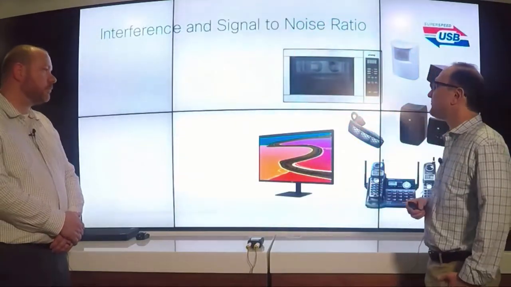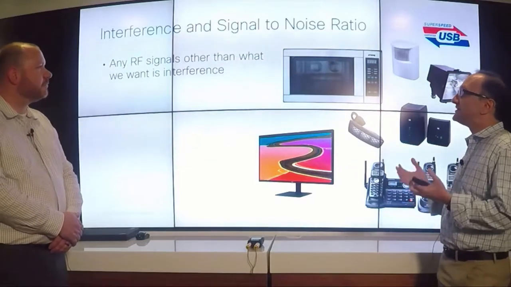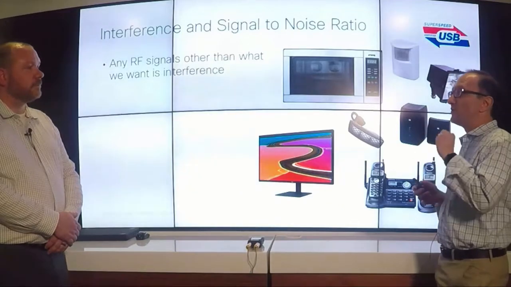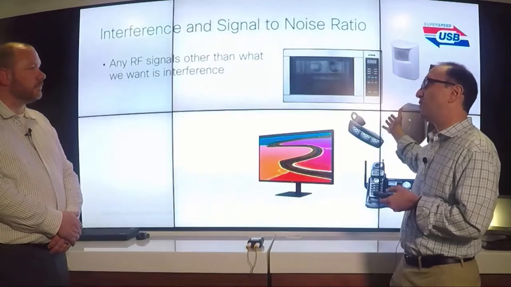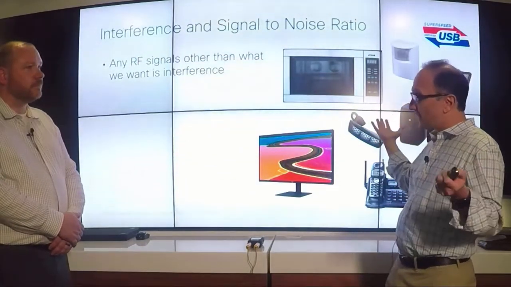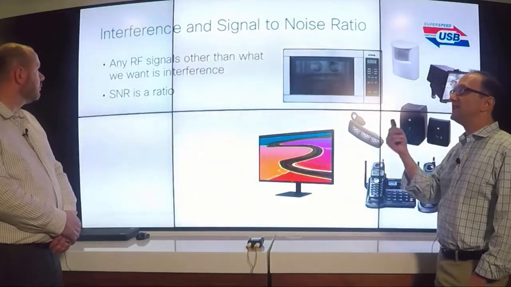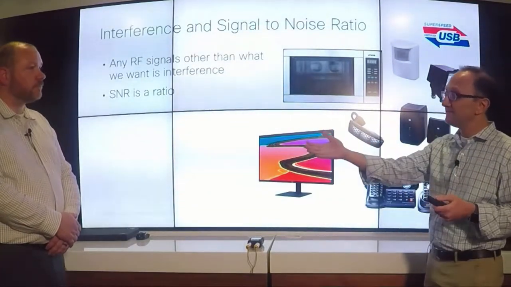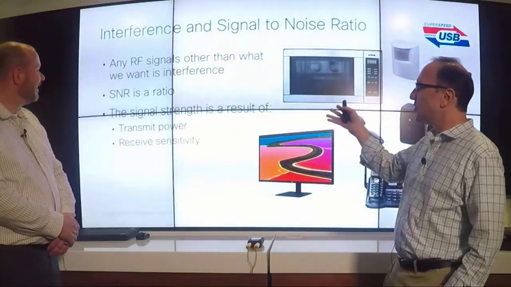Now, what becomes really important when we're designing wireless networks is interference and signal to noise ratio. Any RF signal that I don't care about is really interference. That means another access point that's not part of my network, because that's not signal I care about. So we look at the idea of signal to noise ratio, and it's a ratio, so we measure it in decibels.